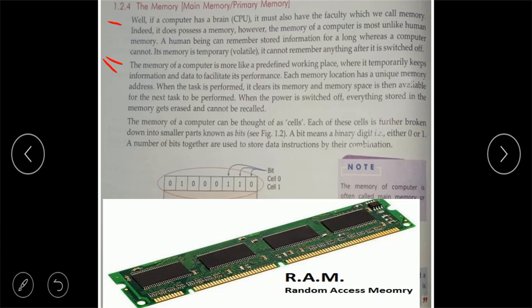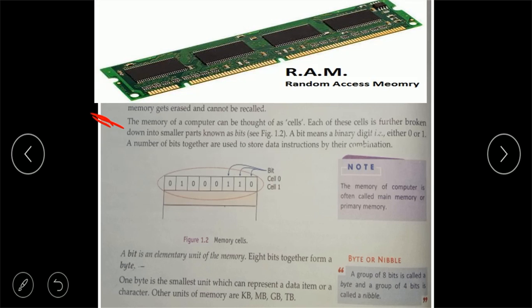Now, how the storage is done in the memory. The memory of a computer can be thought of as cells. Means in memory the cells are made in which the data is stored in the form of bits. In each cell, in each box, the data is stored in the form of bits. You can see like 0 1 0 1 0 0 1 1, like this the data has been stored, and every box is holding one bit.